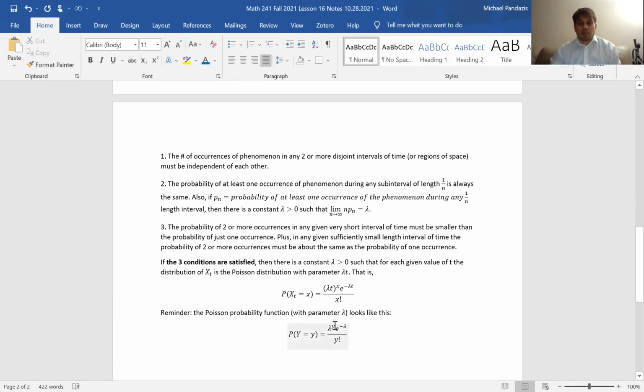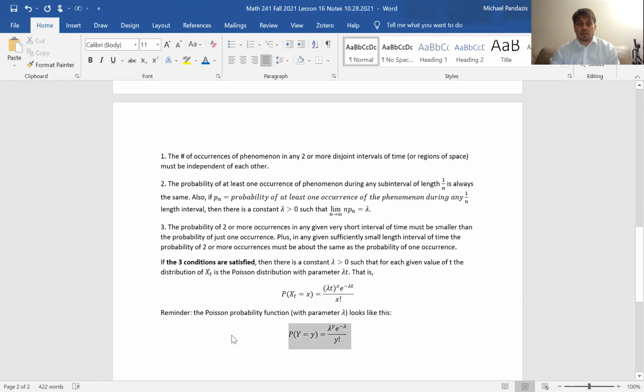Okay, the parameter is the lambda, and the value of your random variable is this little y here. So here our random variable is x of t instead of y, but we're considering its probability equals little x. So instead of y, there's x. So the exponent here is x, and there's x factorial. But the parameter is lambda t instead of lambda. So instead of the base here being lambda, the base is lambda t. Instead of the exponent being negative lambda, it's negative lambda t.